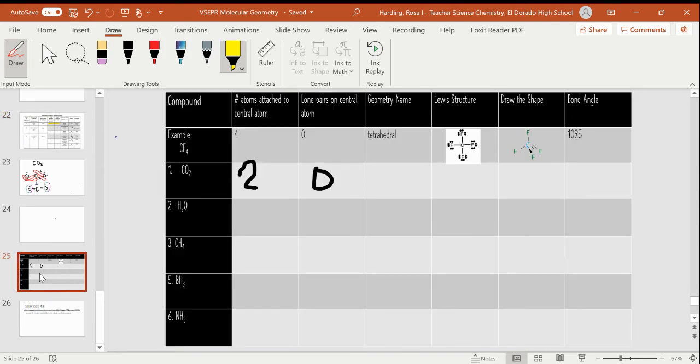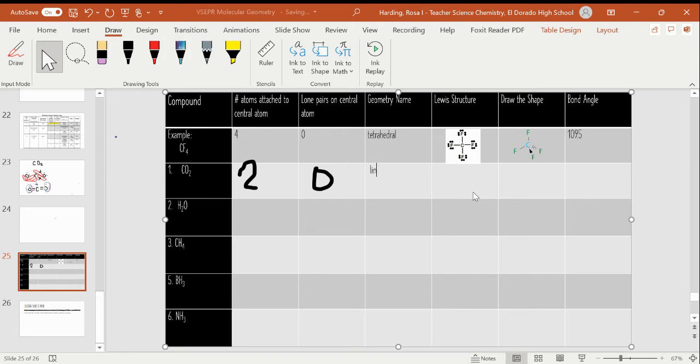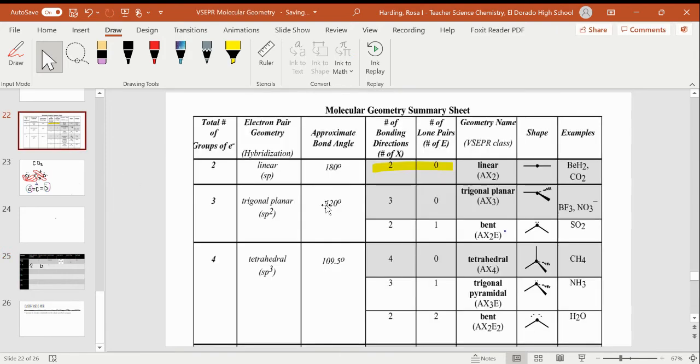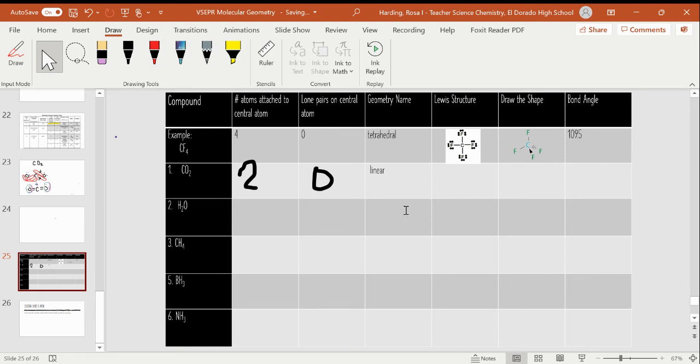So if we come over here, we would go ahead and put down, and I'm just going to type it, linear. And there's no other name to it. It's just linear. Like you see here would be trigonal planar, and it could be bent, or tetrahedral, and it could be trigonal pyramidal. But here it's just linear. So now we defined it as linear, and we went ahead and put it down.